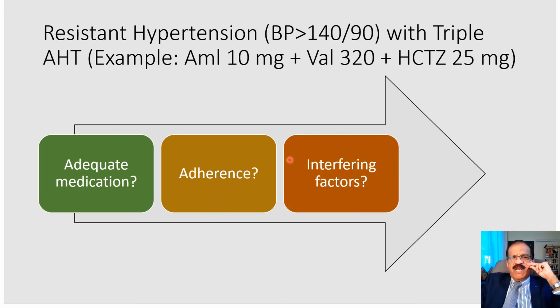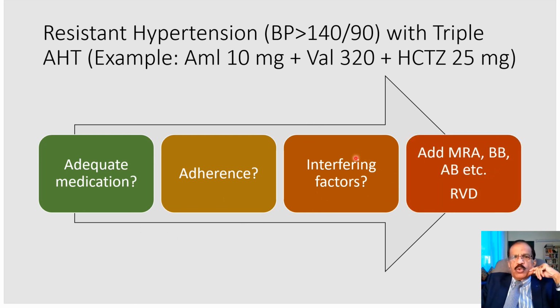Then you need to see if there are any interfering factors in the form of concomitant medication. Patient is taking a non-steroidal anti-inflammatory drug. Patient is taking steroids. Patient is taking contraceptive drugs. Patient is taking some other drugs, maybe for good reason. Cyclosporin, for example, is known to cause hypertension. So you just need to examine if the patient is taking any other drug which could be interfering with the blood pressure lowering medication, and if possible you would like to withdraw it. If there is another condition like smoking or obesity, you need to address that also.